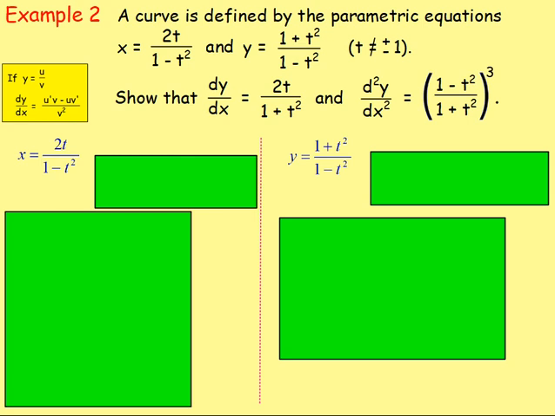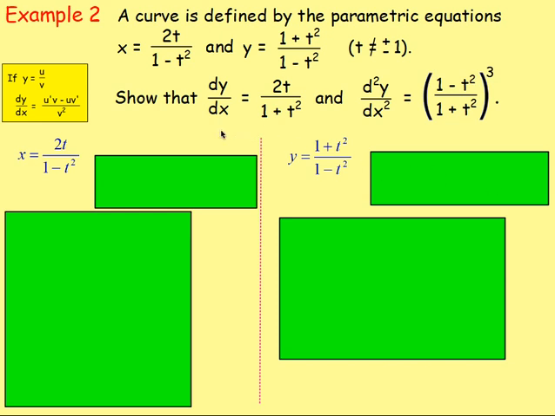Example 2, a curve is defined by the parametric equations x equals 2t over 1 minus t squared and y equals 1 plus t squared over 1 minus t squared. Show that dy by dx equals 2t over 1 plus t squared, and show that d2y by dx squared equals 1 minus 2t squared, 1 minus t squared over 1 plus t squared, all cubed.